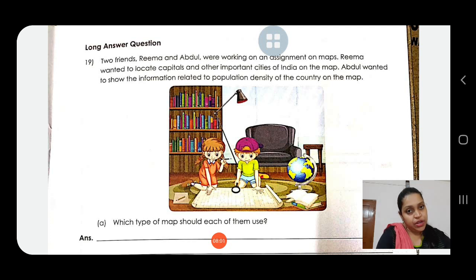The first question, which type of map should each of them use? Rima would use a political map, because we know a political map shows the names of cities, capitals, etc. And Abdul would use a thematic map because he wants to know about the density of population.